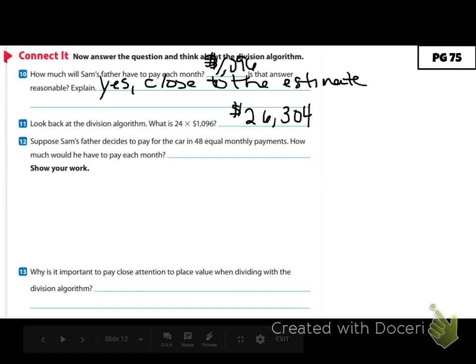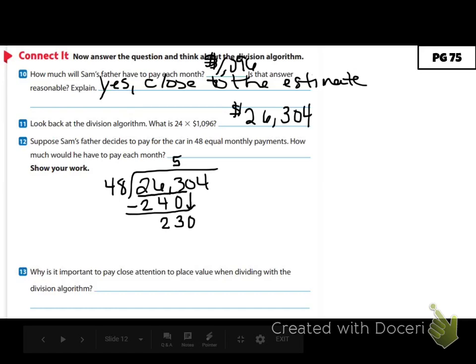So we'd go back to what we did the first time, only instead of dividing by 24, we would divide by 48. So we're going to take 26,304 and divide it by 48. 48 will not go into 26, so we have to take 263. How many times will 48 go into 263? It would go in 5 times. 5 times 48 would give us 240, and we subtract. 3 minus 0 is 3, 6 minus 4 is 2, 2 minus 2 is 0.